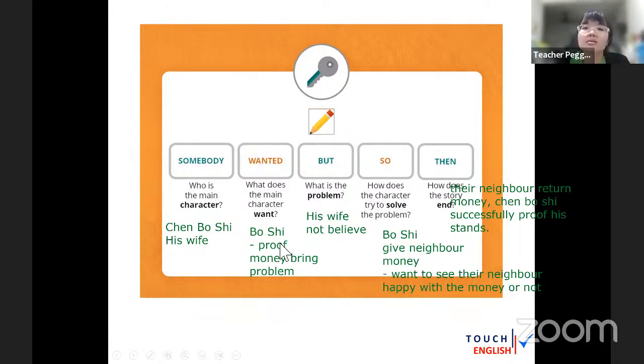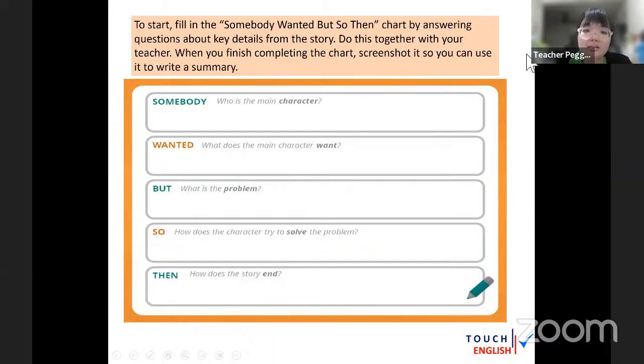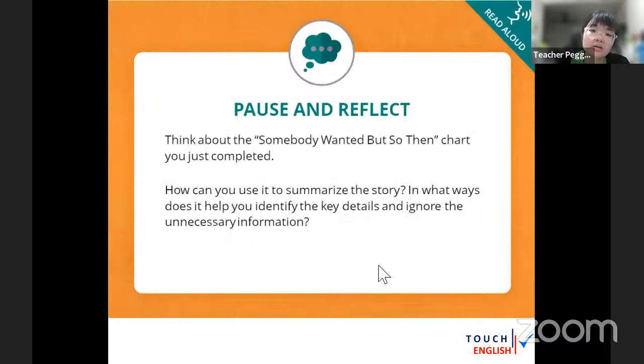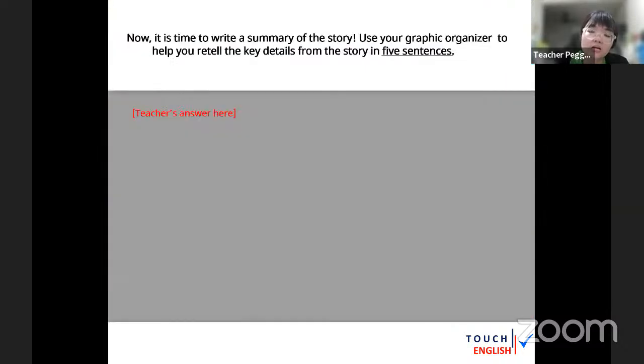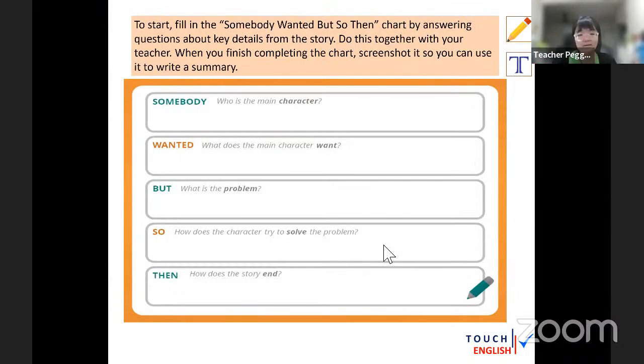Okay. So now look at this table. The same thing, somebody wanted, but so then. So every time you want to do the summary of the story, you can fill in this table first. Before you make it into a paragraph, you can finish the table first. Finish the table with the key points. Okay, like what I did just now.